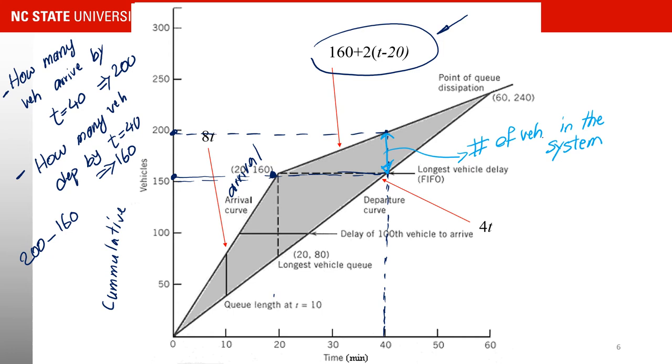So always, the distance between the arrival and departure curve at a certain time, the perpendicular distance along the y-axis, gives you the number of vehicles that are in the system. Okay. So let me clean up the figure a little bit.